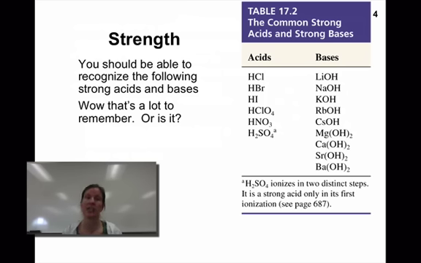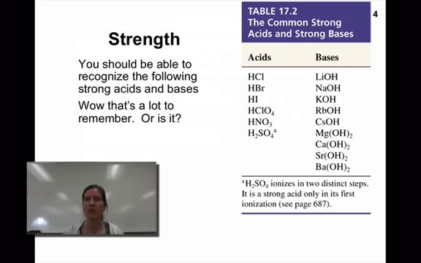So I thought I'd post this list again for you guys, since you have to memorize these. The bases aren't so bad because they're all the alkaline metals. The acids, though, you may have to memorize. Make sure you do know them, because the math is totally different if you're using a strong acid versus a weak acid, or a strong base versus a weak base.